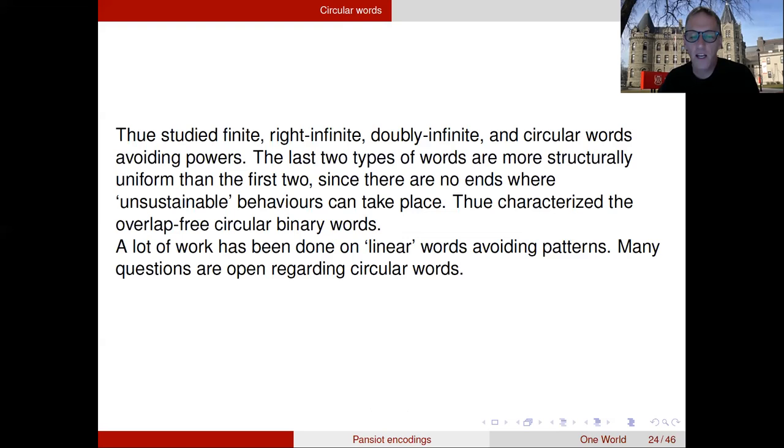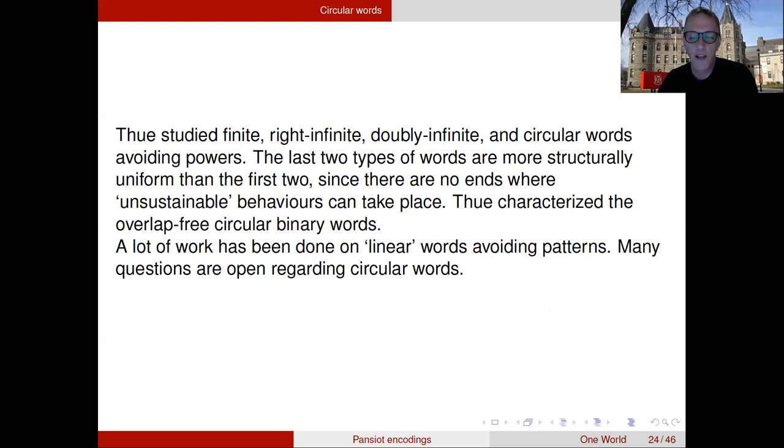Thue studied finite, right infinite, doubly infinite, and circular words avoiding powers. The last two types of words are more structurally uniform than the first two because there are no ends where monkey business can happen. For example, we all know that an overlap-free word is more or less the image of something under the Thue-Morse morphism. However, you can fiddle with the initial few letters of an overlap-free word. If you have a circular word or a doubly infinite word, there are no initial few letters for you to fiddle with. So circular overlap-free binary words are extremely regular, and Thue characterized what they all look like.